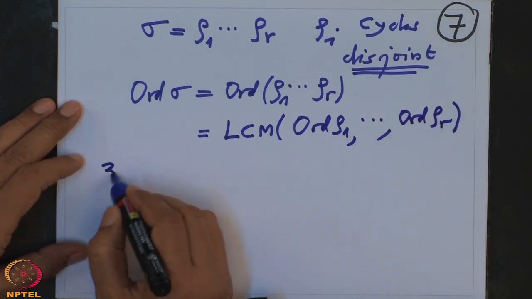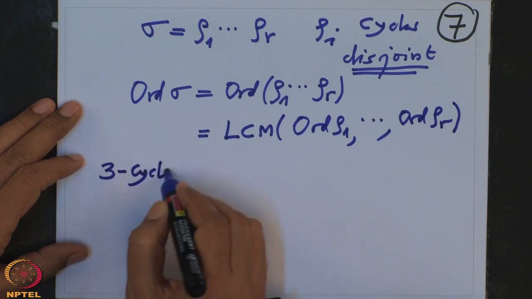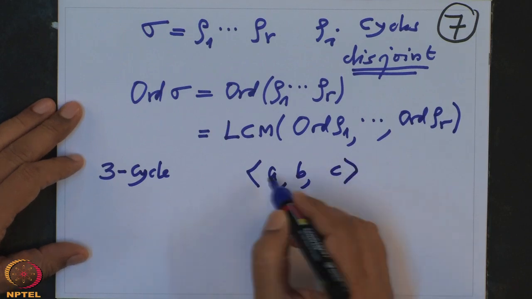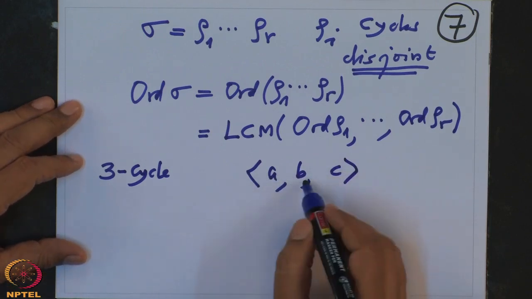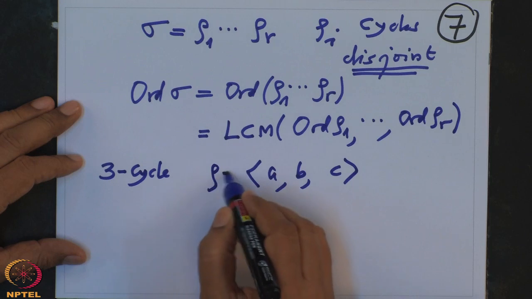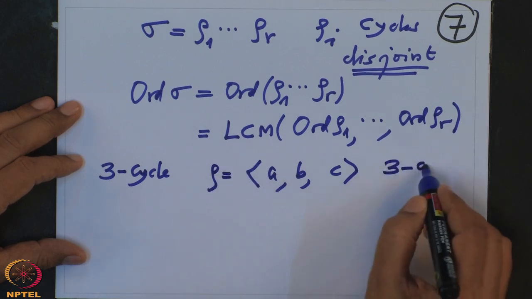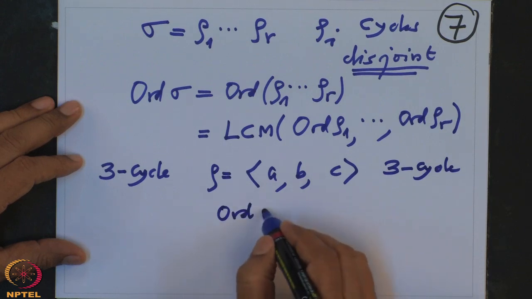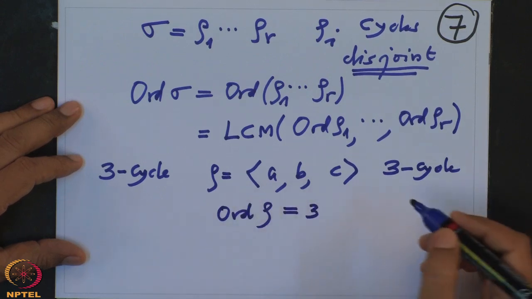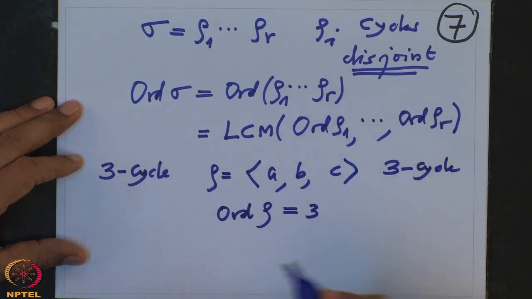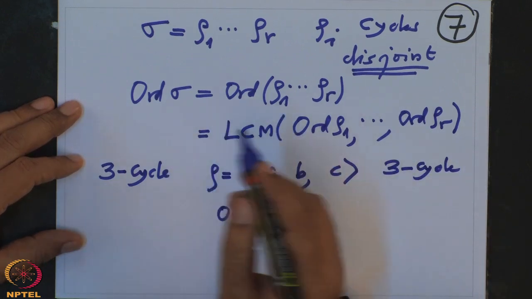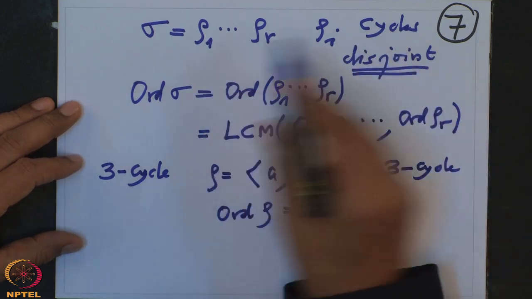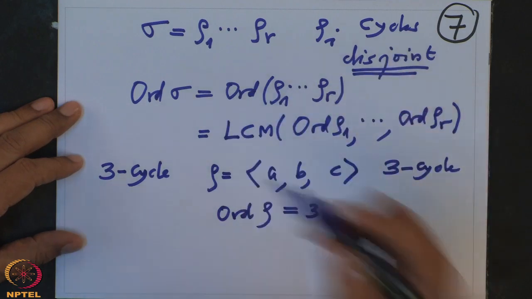One more, what is a 3 cycle? A 3 cycle looks like this: (A B C). That means A, B, C are moving, and this notation means A goes to B, B goes to C. So if this is rho, this is a 3 cycle, and the order of this 3 cycle will be 3. That is in general, so we can easily compute. If I give you the permutation, I first decompose that permutation into disjoint cycles and read off the order.